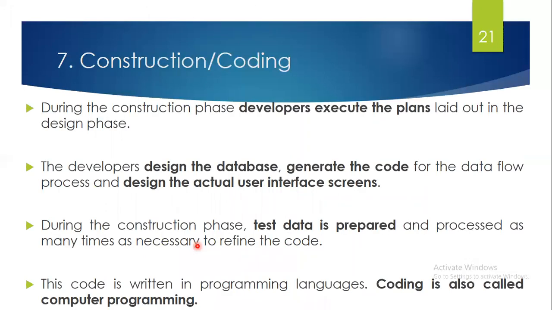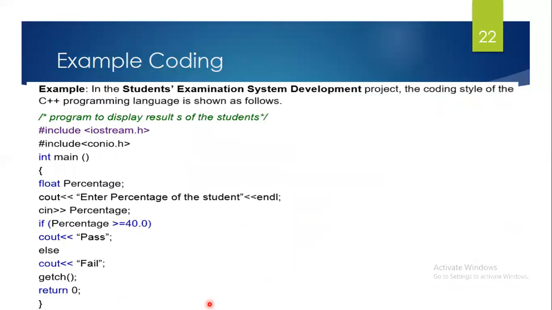After designing phase, we actually have to develop or code the system. In construction and coding phase, the programmers use some high-level language to write down the code for a program. Coding is the process which is also known as computer programming. Here is an example of a code which is written in C++ language.